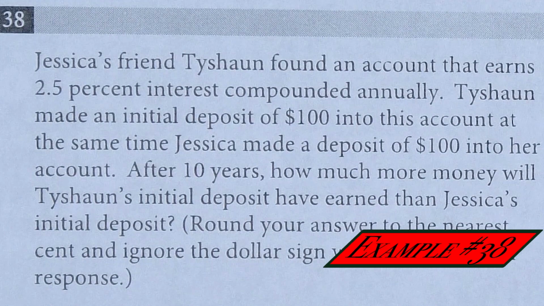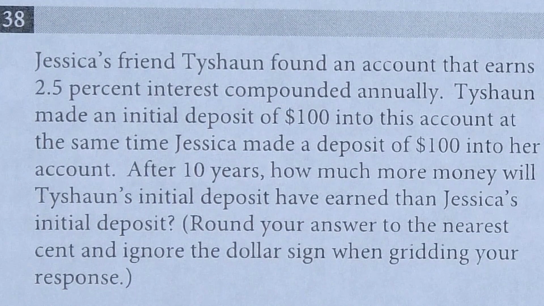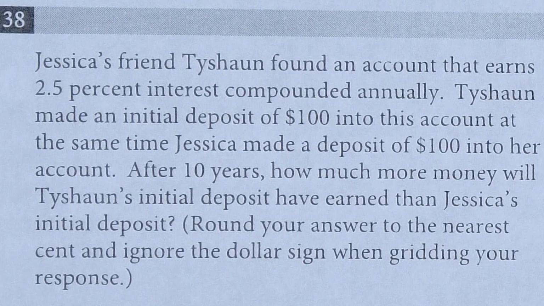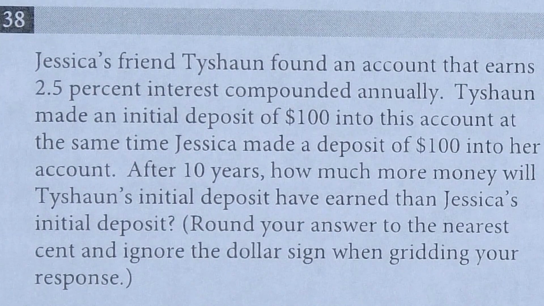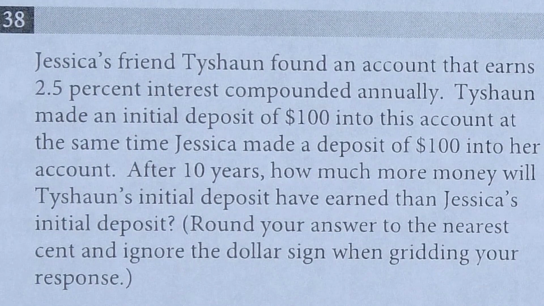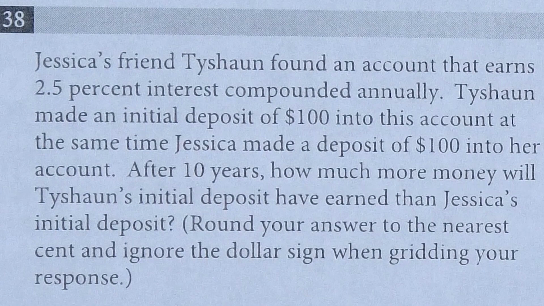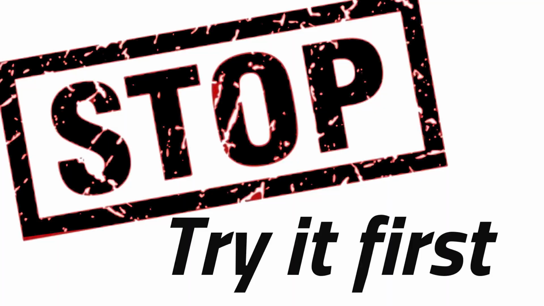Jessica's friend Tanisha found an account that earns 2.5% interest compounded annually. Tanisha made an initial deposit of $100 into the account at the same time Jessica made a deposit of $100 into her account. After 10 years, how much more money will Tanisha's initial deposit have earned than Jessica's initial deposit? We're going to round the answer to the nearest cent, and we don't have to worry about the dollar sign if you are gridding that response.